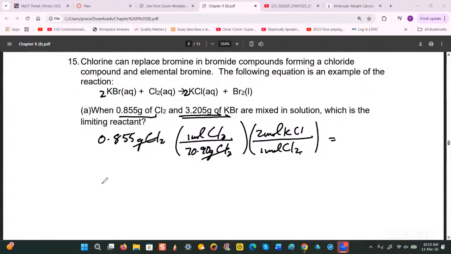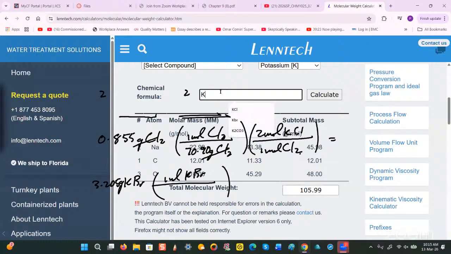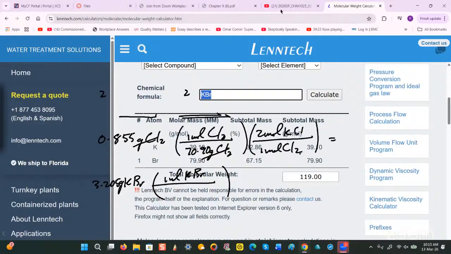So in the case of the potassium bromide, you're going to start off with 3.205 grams of KBr, and then you're going to multiply that by 1 mole of KBr above and below the molar mass. So I have to go to my calculator here. KBr. So that's 119 grams per mole. So I'm going to put 119.00 grams of KBr.